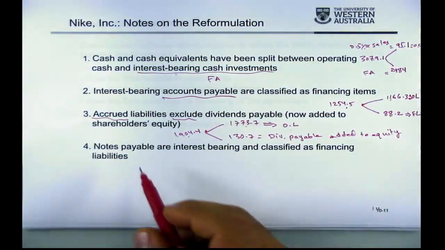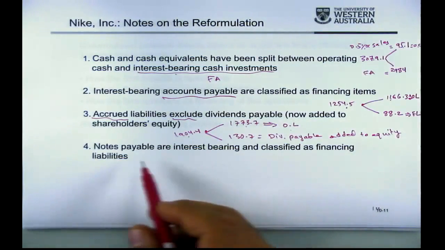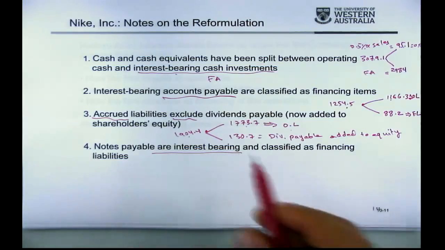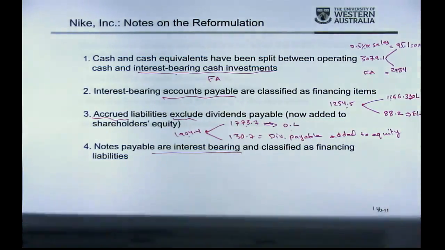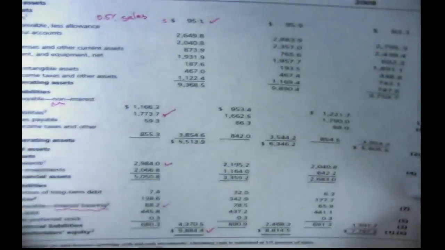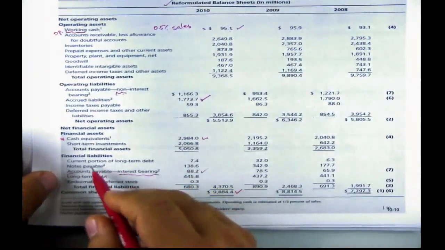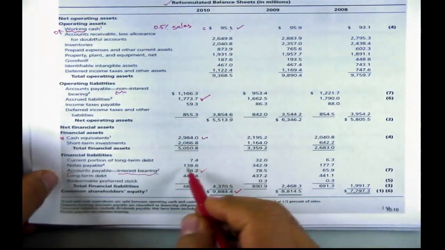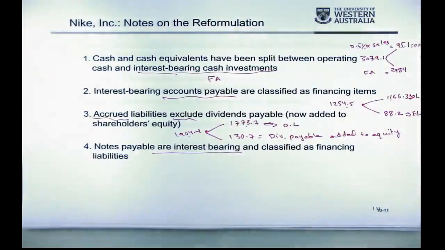Now we have finally notes payable. As we can see, according to the notes, all the notes payable are interest bearing. Because all of the amount is interest bearing, we do not split anything, we just report them under the financial liabilities. So this is the notes payable reported under the financial liabilities. Full amount.